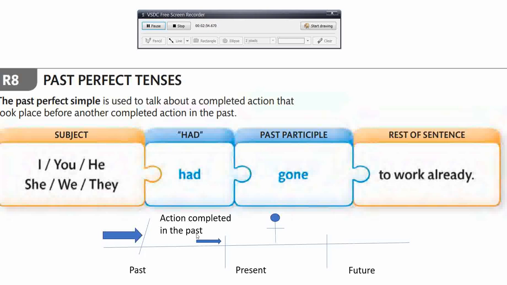And it is an action that is completed in the past before another completed action in the past, maybe another action took place. So we are talking about an action that has already taken place in the past. So we call it past, and this completed means perfect. Past perfect tense. So that is our understanding of past perfect tense. Let us proceed and see the next tense and the structure.